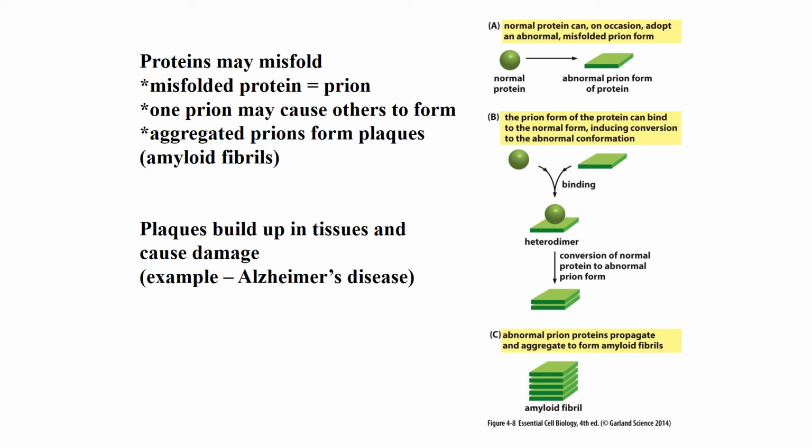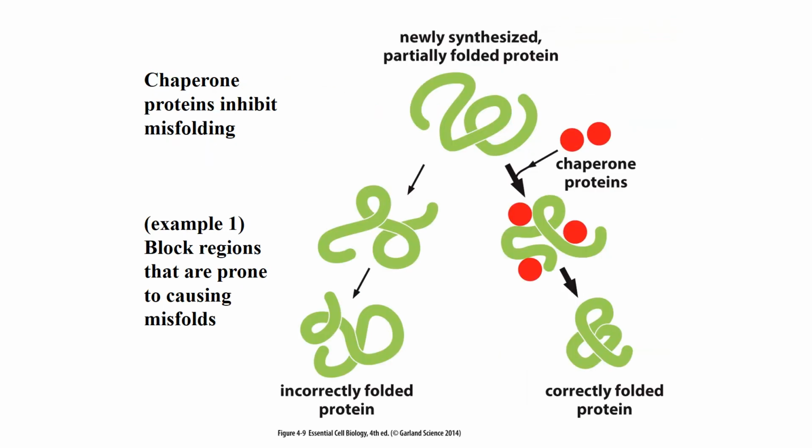For example, the plaques that are a distinguishing characteristic of brain tissue in someone who has Alzheimer's disease or another one of the degenerative brain diseases, as well as diseases that are found in other parts of the body. While some proteins are able to fold spontaneously, many of them incorporate the help of a certain class of proteins called chaperone proteins. The job of chaperone proteins is to inhibit misfolding.